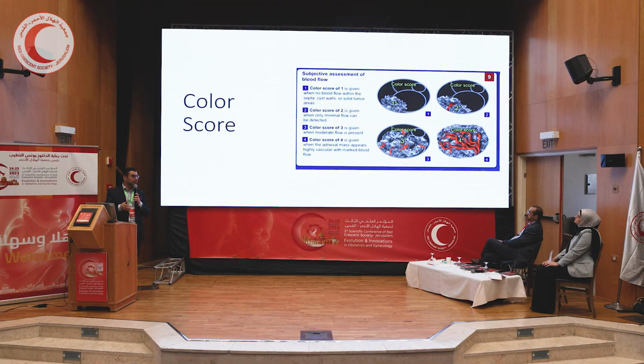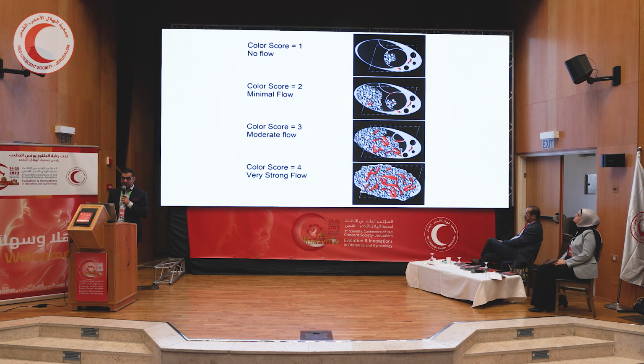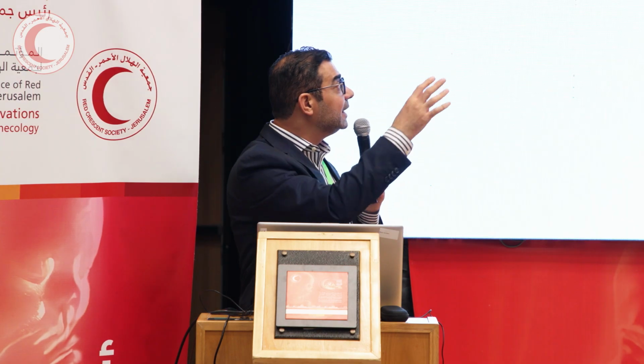And color Doppler: not all machines come with color Doppler, so it is optional. If you have a color Doppler, please use it. If you don't have it, there is another way of going around it. And the color score is easy. Score 1, no flow. Score 4, high flow. And in between, little flow and moderate flow.